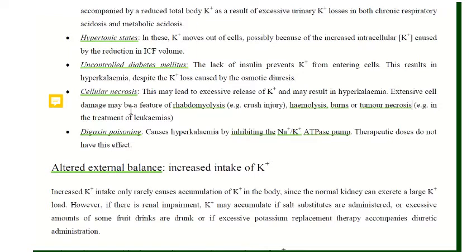Extensive cell damage may be a feature of rhabdomyolysis. في هذه الحالة مثال عليها الكراش injury أو الهيموليسيس, البيرنز or tumor necrosis. Example مثال على هذا tumor necrosis in treatment of leukemias.